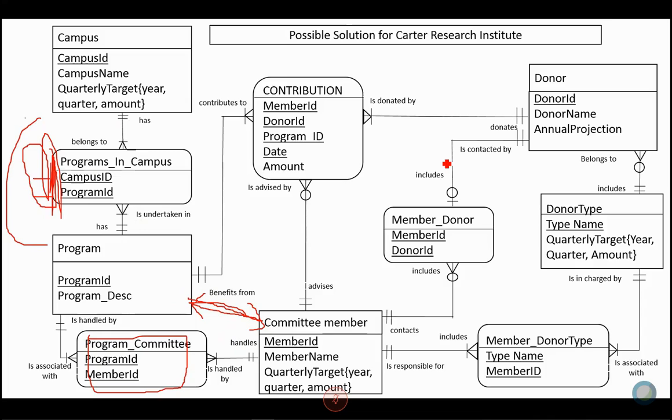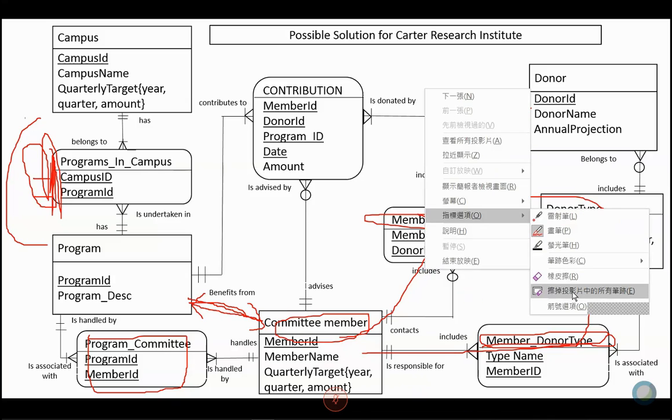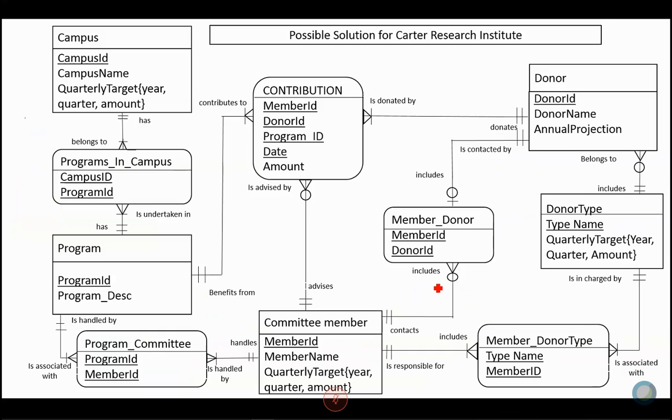For the same logic, member donor is to capture the relationship between donor and the committee member. And the one that I have right here, member donor type, is to capture the many-to-many relationship between donor type and the committee member. One thing I would like to clarify is that we have donor type. There are 3 types of donors, right? And then each donor type can include many donors under that category. So we have this relationship right here.